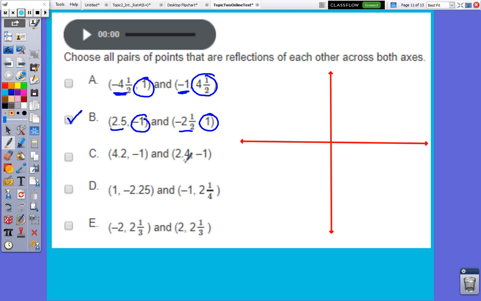4 and 2/10, 2 and 4/10, not opposite each other. Don't have to worry about that one. 1, -1. -2 and 25/100, 2 1/4. Hey, 1/4 is the same as 25 hundredths. These are reflections. -2, 2. Hey, those are opposite. 2 1/3, 2 1/3, not opposite. I'm going to go with B and D.